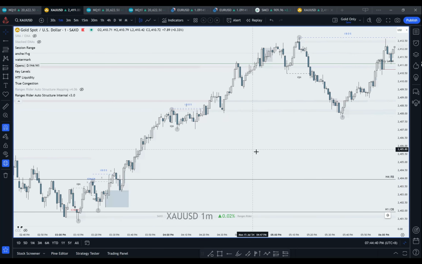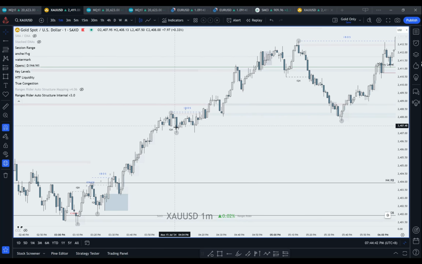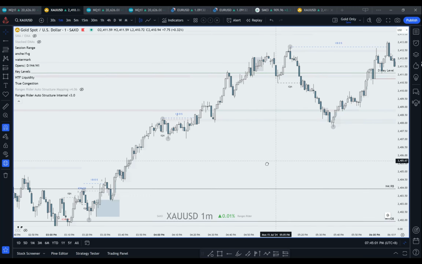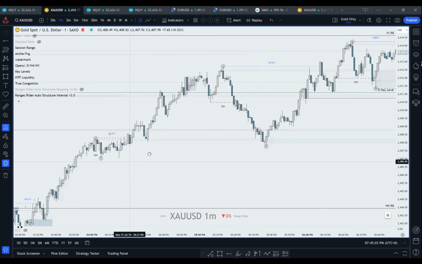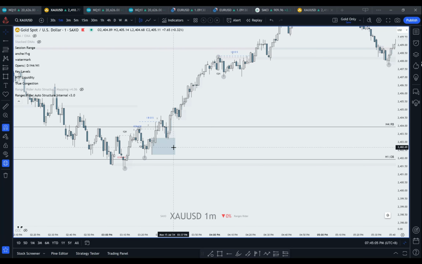Look here. What is this? This one is another QM. So if you enter into this area, you can still target the daily key level. Okay, so this was the second entry today.